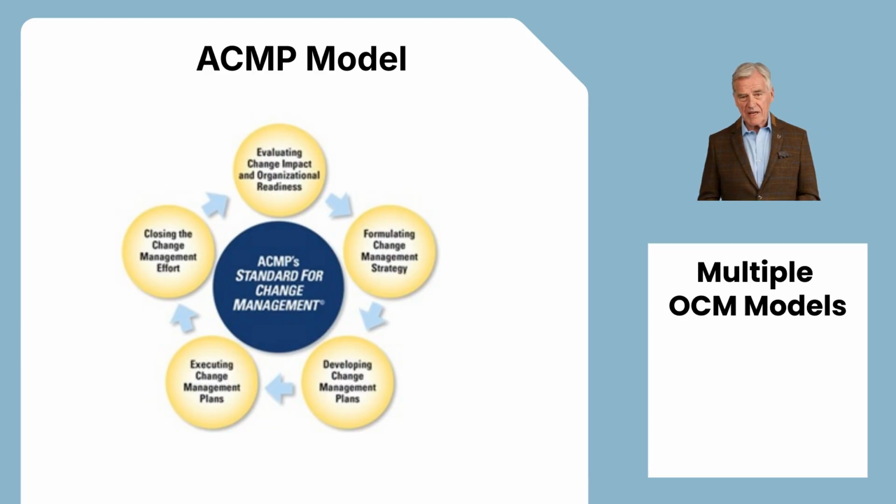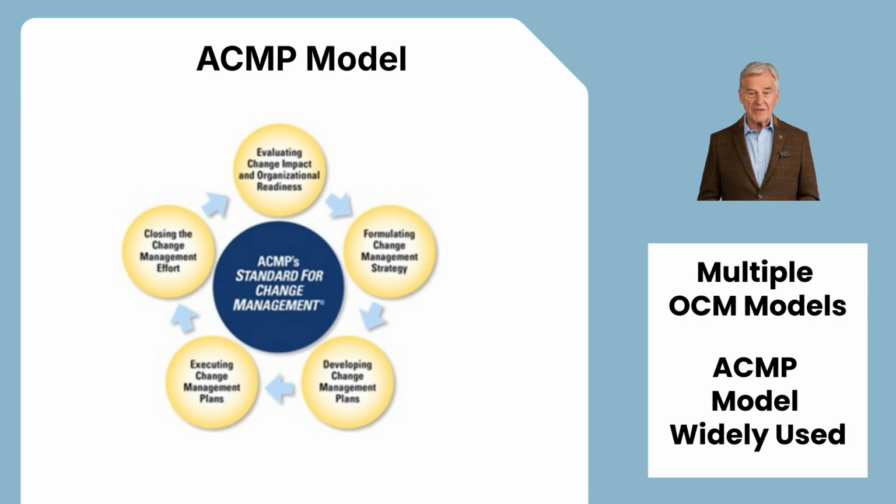There are multiple OCM models that can be used with an IT ERP project. One of the most widely used OCM models is from the Association of Change Management Professionals, ACMP. Another popular OCM model is ProSci-ADKAR. However, there are other frameworks such as STS, BPM, Kotter 8-Step, McKinsey 7S, and Kurt Lewin's Change Model, to name just a few. The diagram in this slide shows the ACMP model and its core processes. For this tutorial, we use a blended framework that is tailored to support the phases, activities, and tasks of an ERP implementation.